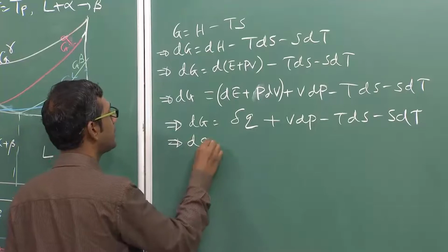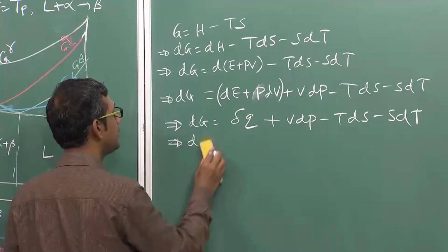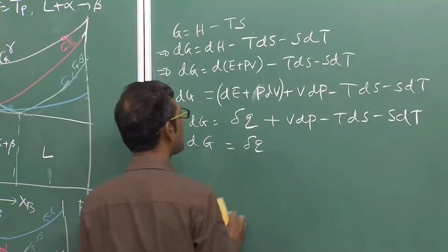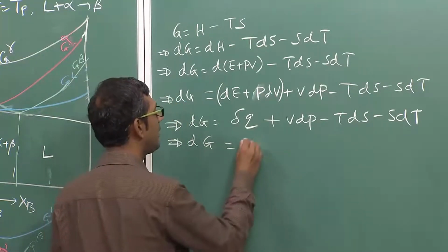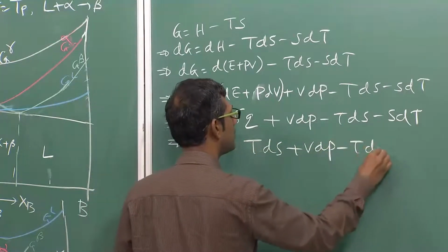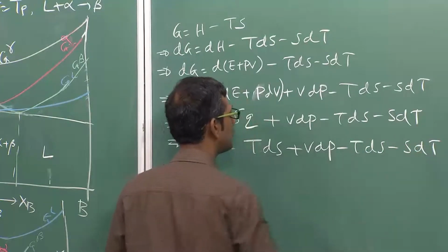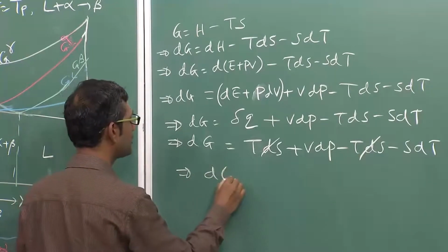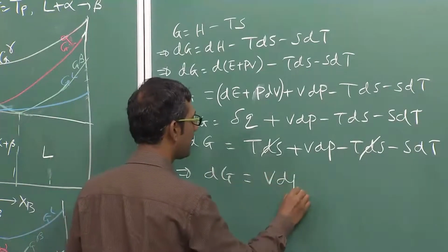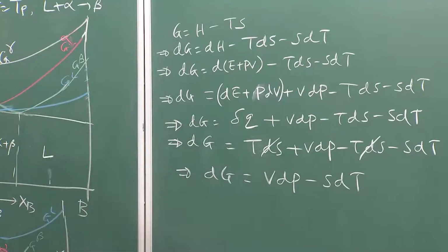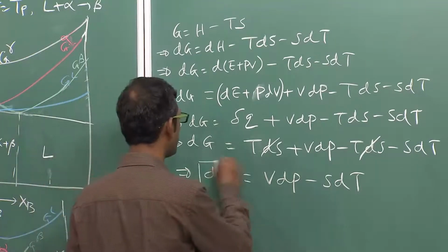Similarly, we can again use the second law of thermodynamics. The second law tells you delta Q is nothing but TdS. So TdS gets cancelled. So therefore we get the total differential dG, a function of pressure and temperature, equal to VdP minus SdT. Now to derive the effect of pressure on temperature, we are going to use this particular expression.